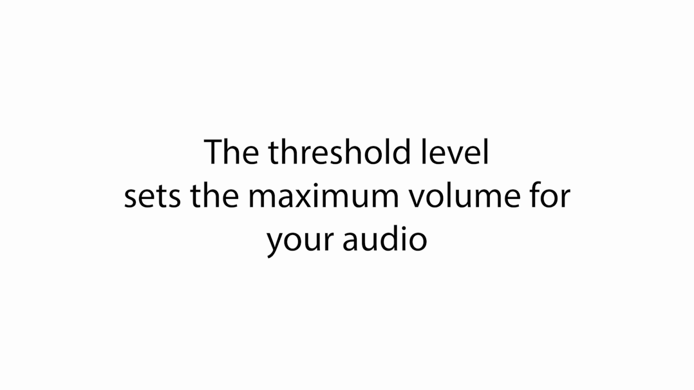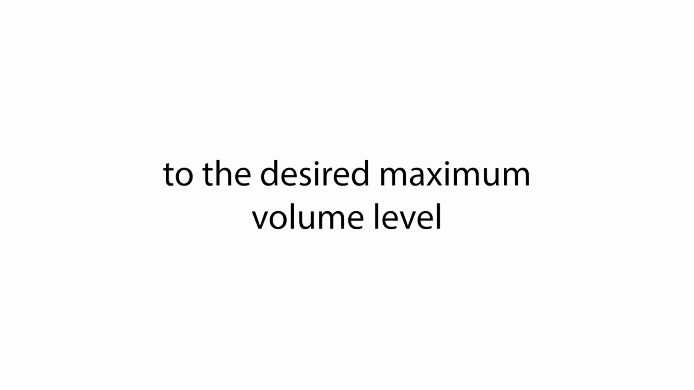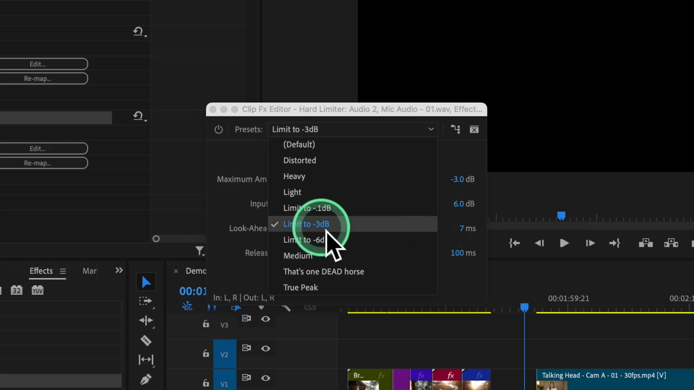The threshold level sets the maximum volume for your audio. Any audio that exceeds this level will be limited to prevent clipping and distortion. Adjust the threshold slider to the desired maximum volume level. For example, limit to -3 decibels is a common setting to ensure audio does not clip.